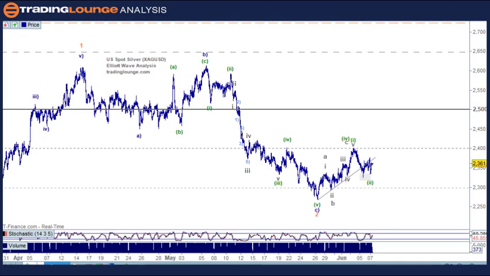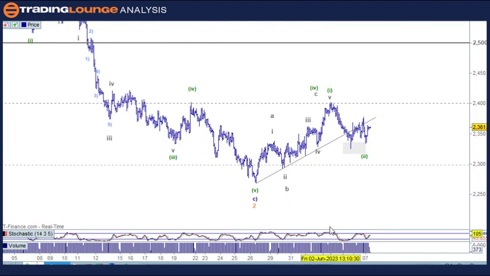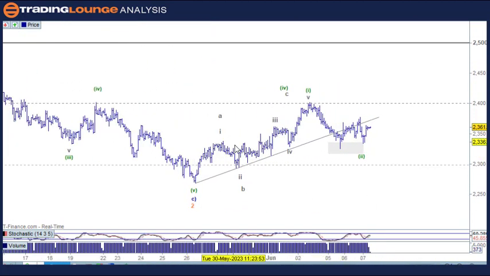So over to silver. With silver here too, we could actually squeeze a 5-wave move here, 1 and 2, and 3 and 4 and 5, but there's a bit of issues with overlap on this one.